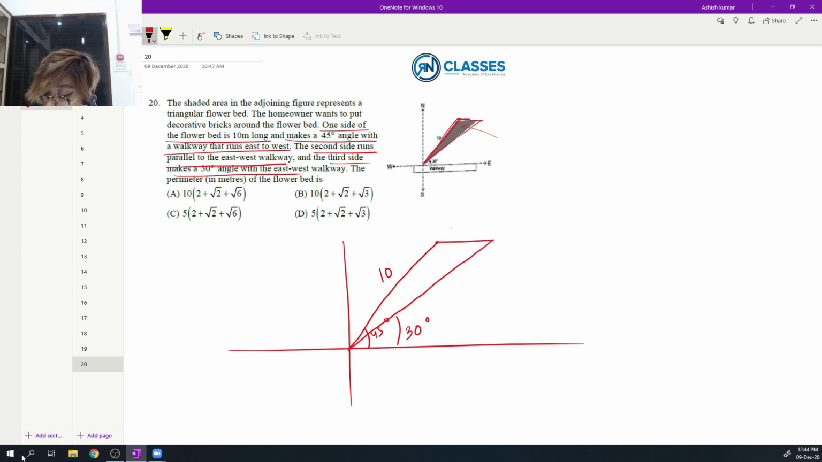The perimeter in meters of the flower bed. So ये this plus this निकालना है. अब ये तो मुझे पता ही है 10 है, right? So इसको मान लेते हैं O A B. So I need AB and I need OA. राइट, अब OB निकालते हैं सबसे पहले. OB निकालने के लिए, since ये 30 डिग्री है, मुझे राइट एंगल चाहिए. ड्रॉप करो परपेंडिकुलर यहाँ से, राइट.